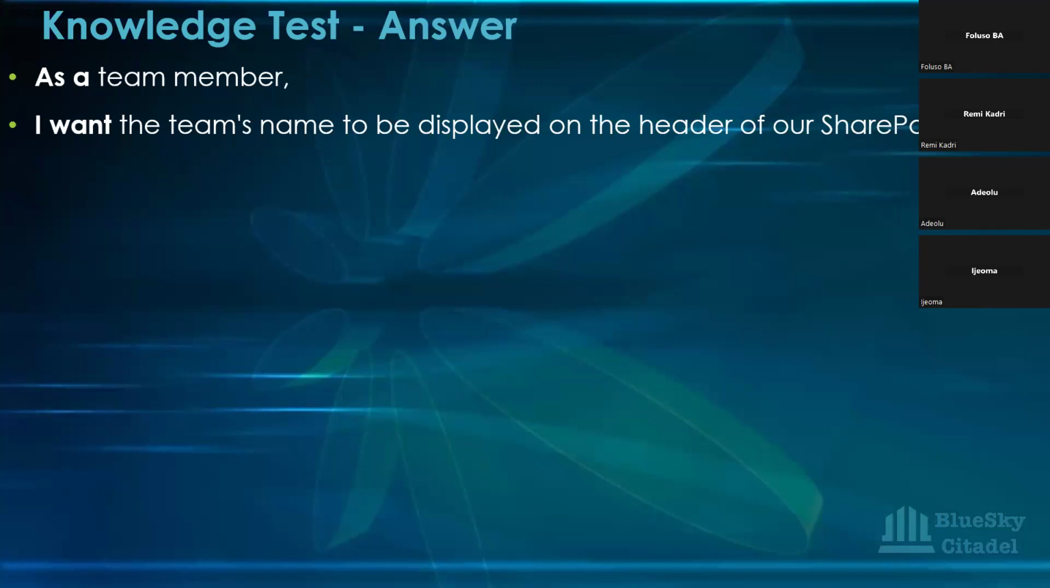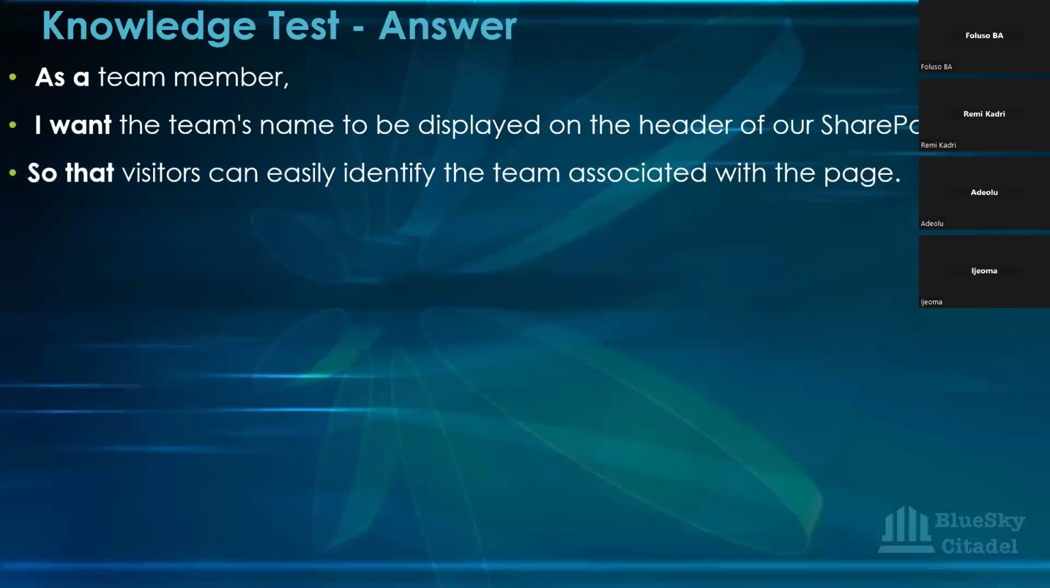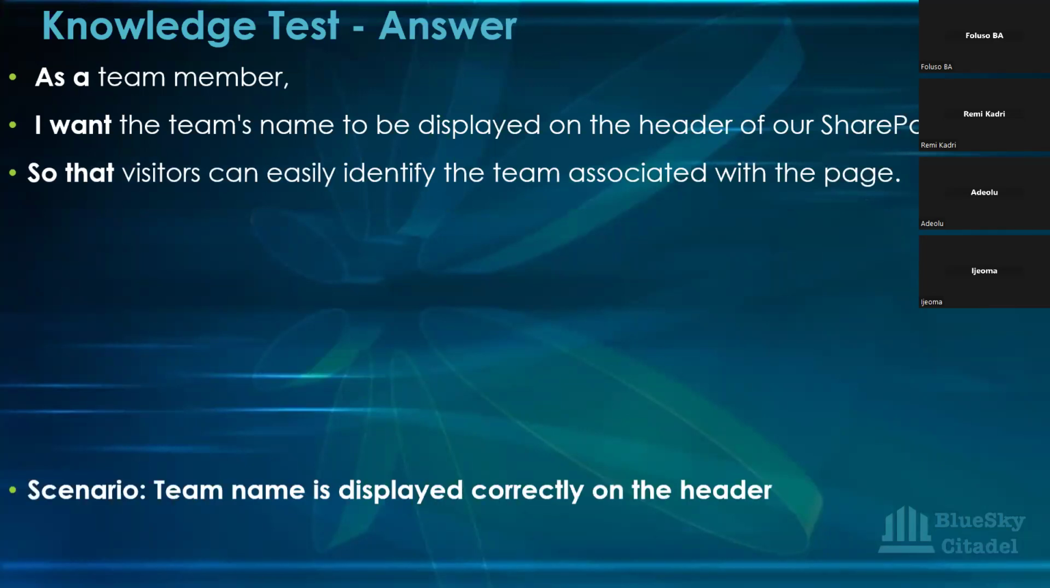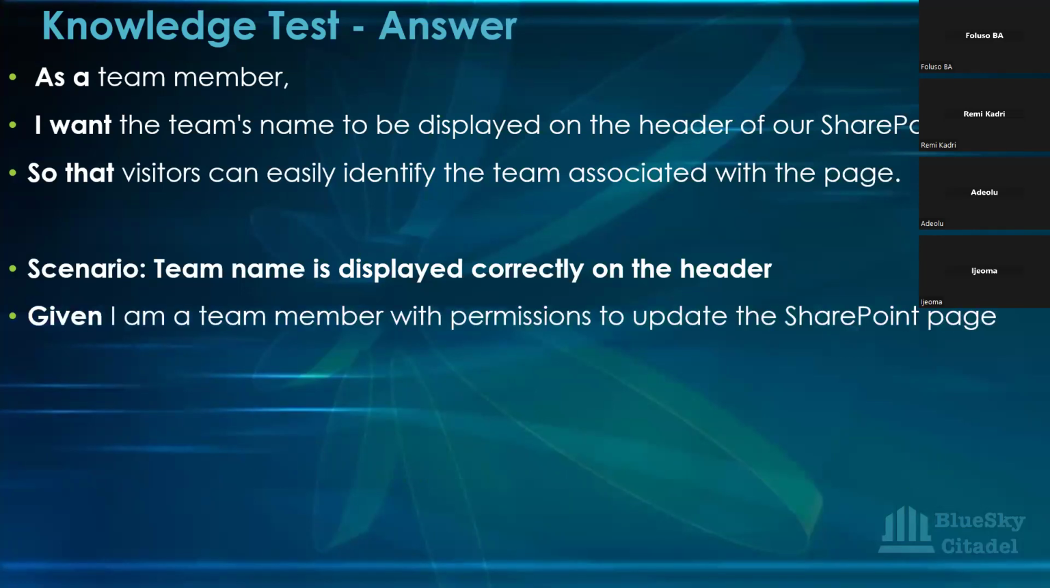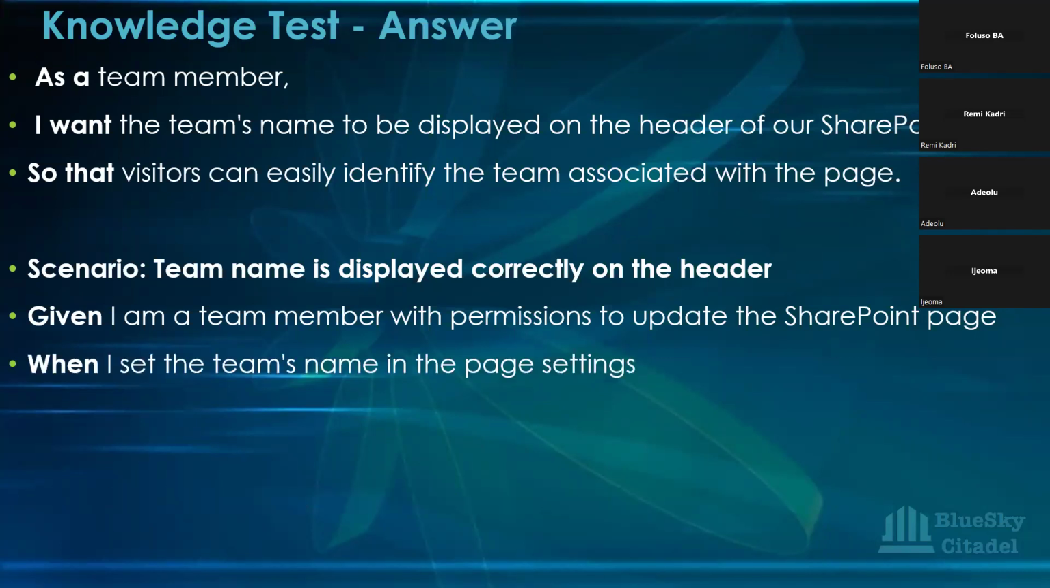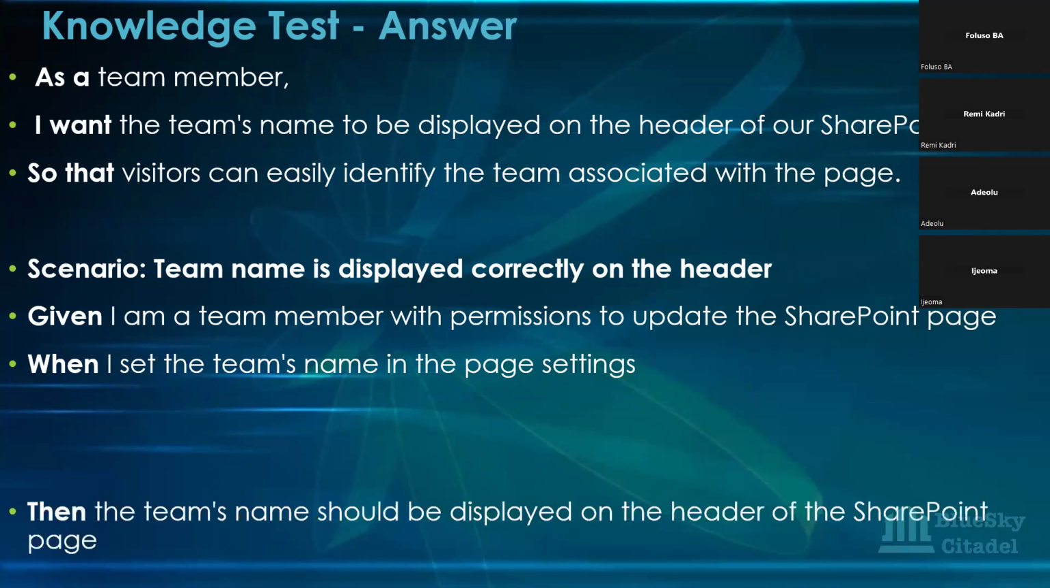So I want the team name displayed on the header so that visitors can easily identify the team associated with this SharePoint page. This is just one example. Scenario: team name is displayed correctly on the header. Given I am a team member or the developer, whoever it is, with permission to update the SharePoint page, when I set the team's name in the page settings, remember, nothing exists, there's nothing there at all, it's a fresh page, or maybe you even want to change the team's name, then the team's name should be displayed on the header of the SharePoint page.